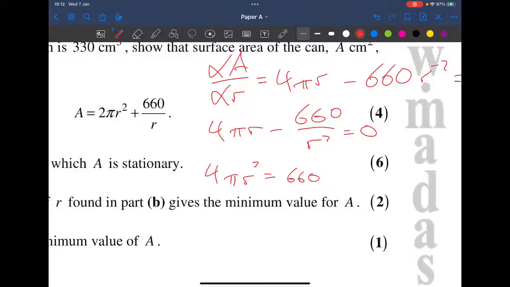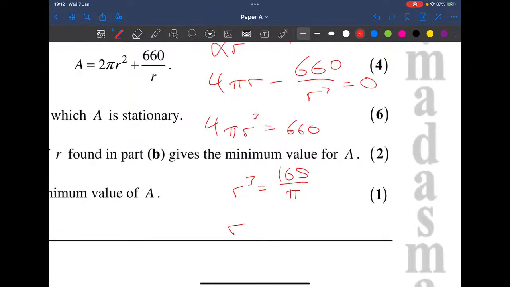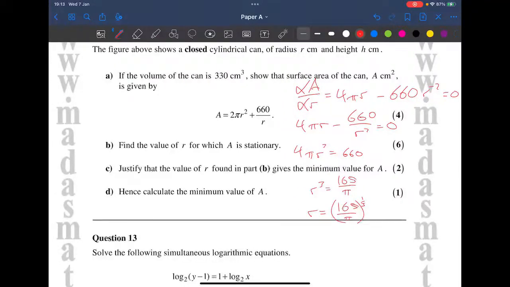I will double check my maths on the calculator. Yeah, 165. So pi r cubed is 165. R cubed is 165 over pi. So r is going to be 165 over pi, all cube rooted, to the power of 1/3. That should be for part B.